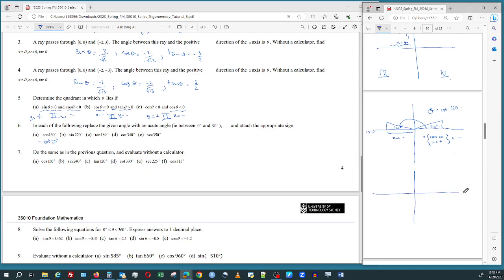Sine 220. 180, 225, so it's about here. Sine 220, so the angle's going all the way around like this. There it is, sine theta, sine 220. Now at 220, y is negative, and x is negative.